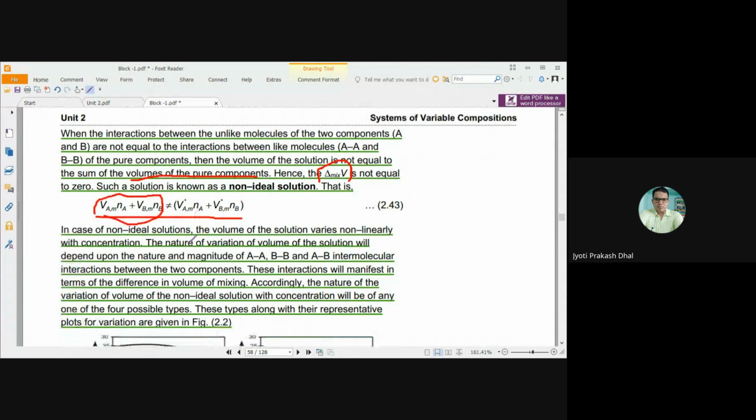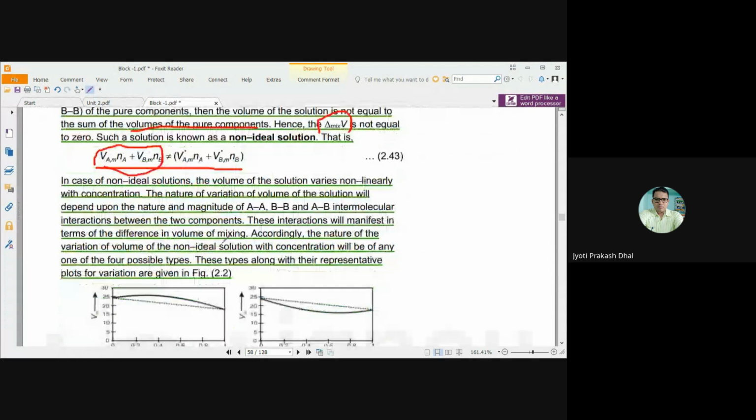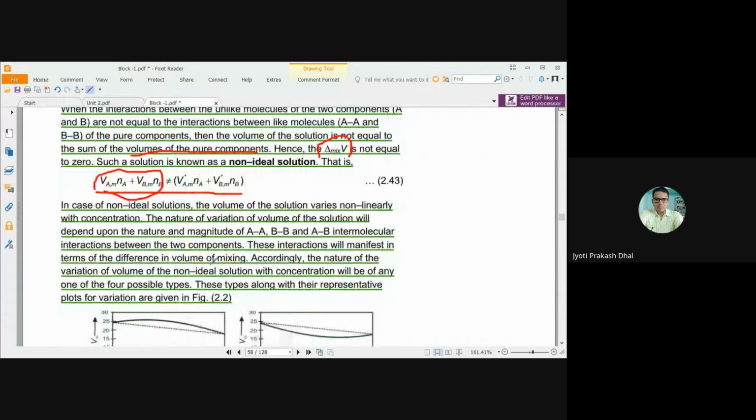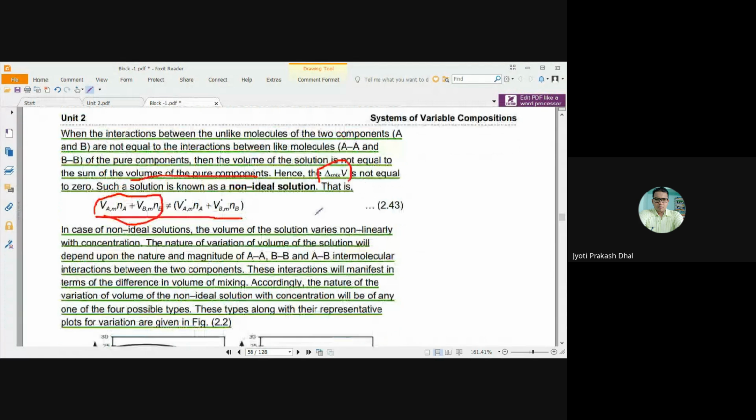Star means for pure component. VmA star nA plus VmB star nB. So here two cases will arise. The two cases will be: if the interaction between the components A and B is greater than the interaction between pure A and A and the interaction between pure B and B.